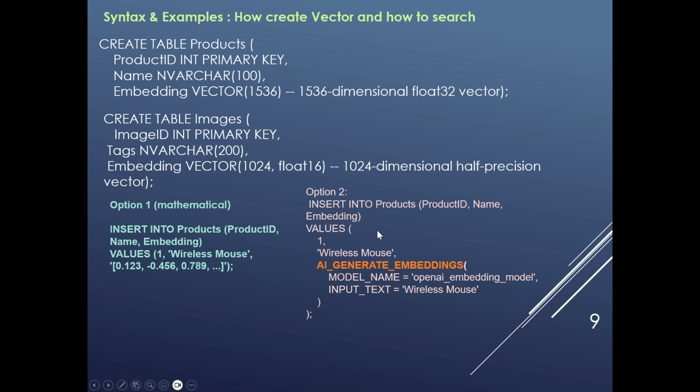How can we use this? There is a function in SQL Server, AI_GENERATE_EMBEDDINGS. This is a default function of SQL Server. You can use this function, but you need some model. This function requires these parameters: model name and input text. We have this input text as wireless mouse, and we are using this model to find the wireless mouse related embeddings. Because we don't have this model, we first need to import it.